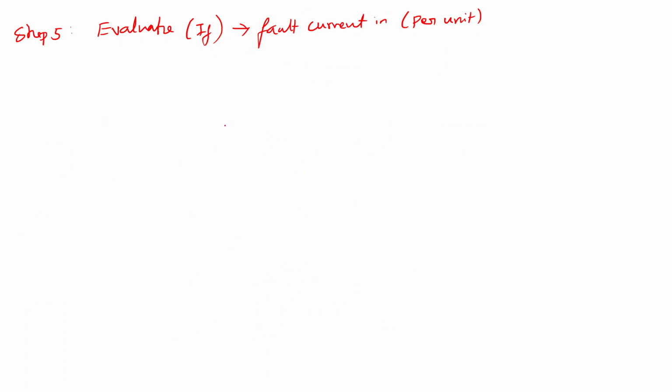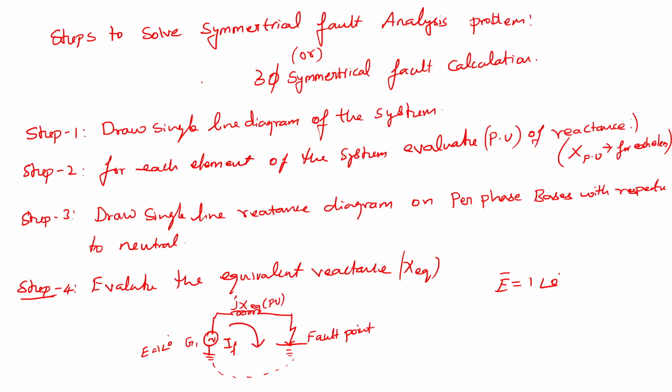So I want to find out the fault current in step 5. What is the formula for fault current? IF is equal to EF divided by JX equivalent. EF is nothing but E; I put F to indicate during fault, otherwise it is E only. Both are in per unit, because E is the voltage and here it is reactance. So voltage divided by reactance gives us the fault current at this place.